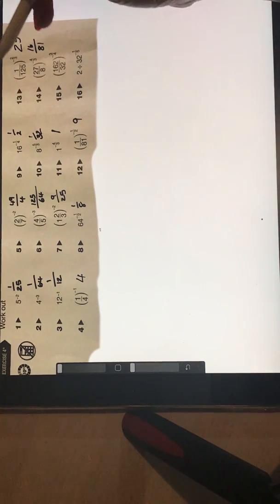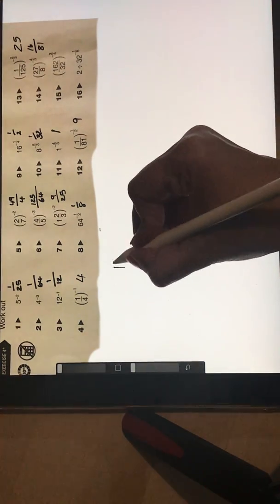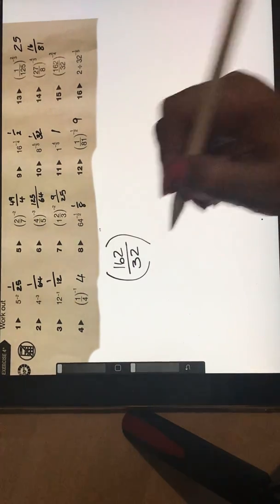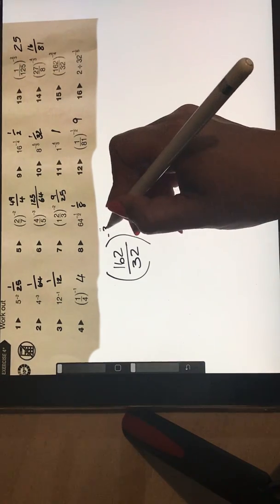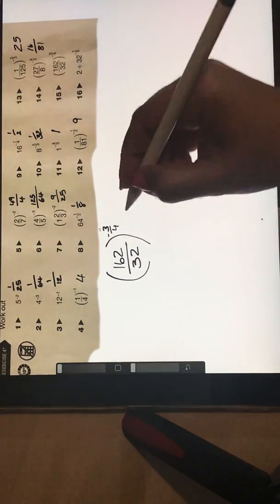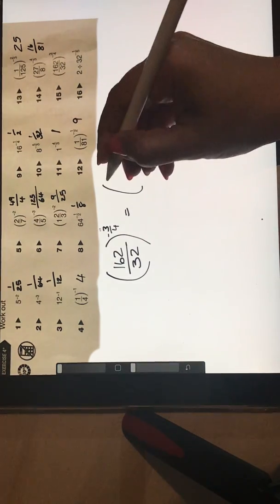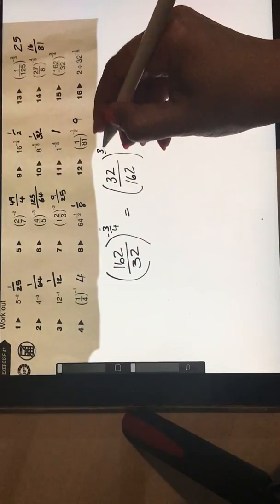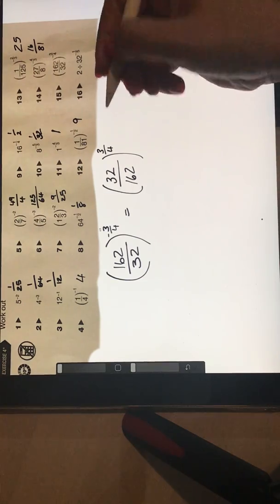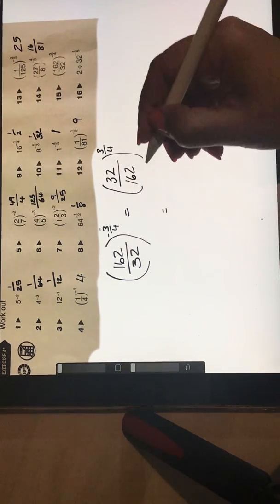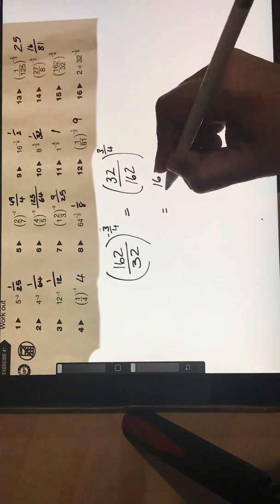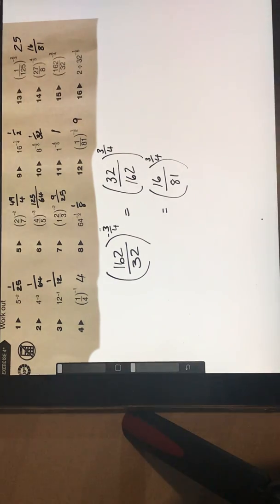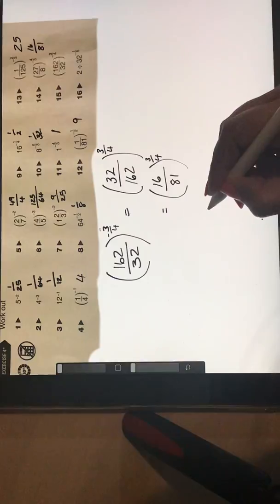Moving on to number 15 then. Number 15 gives us 162 over 32, and that is raised to the power of minus 3 over 4. First of all, get rid of the negative 1, and we do that by flipping the whole fraction. So we've got 32 over 162 raised to the power of 3 over 4. Now first simplify whatever is inside the bracket. So I would simply divide by 2 to give me 16 over 81, raised to the power of 3 over 4.